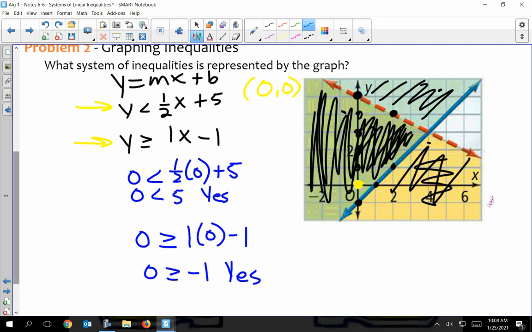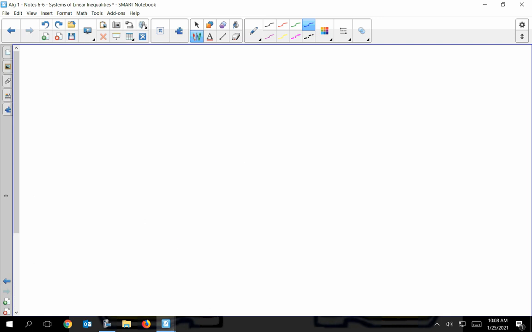All right. So once again, it's really important you do a good job on your classwork. Please make sure that you have stuff in y equals mx plus b form when you graph these, and then make sure you're using all those little rules about lines that are dashed or solid, and then shade above or below.